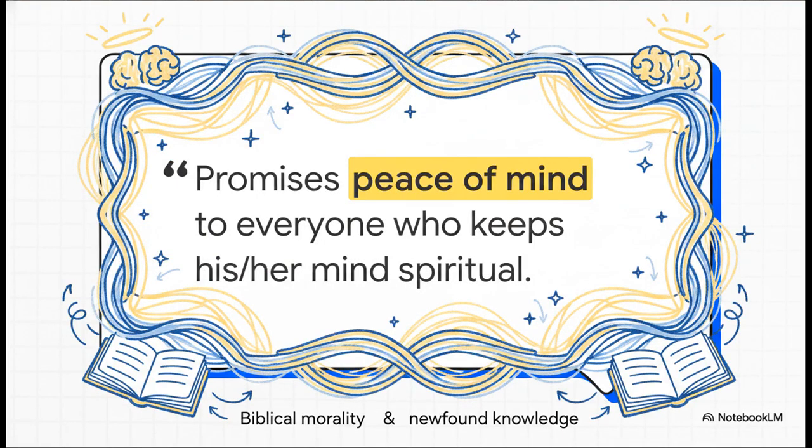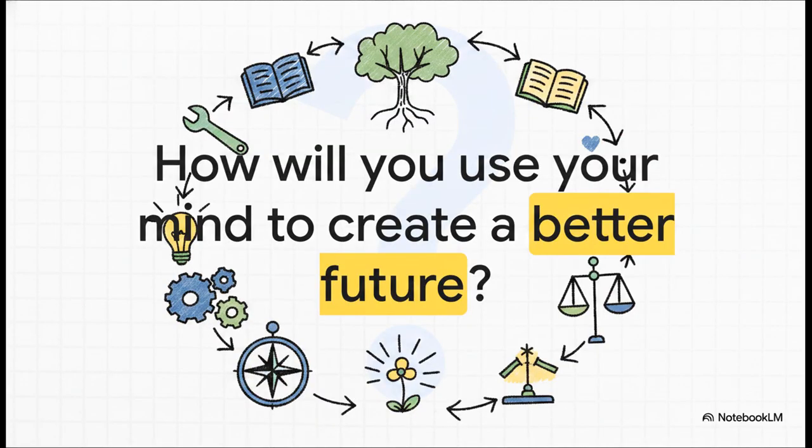This whole philosophy is anchored with the scripture we're referencing now. Romans chapter 8, verses 6 and 7 promises peace of mind to everyone who keeps his or her mind spiritual. The source material maintains that true lasting peace comes from combining this biblical morality with newfound knowledge, which is a core promise of their educational framework. Which brings us to a final, provocative thought based on this curriculum. Now that you can clearly see history's repeating patterns, how will you use an educated spiritual mind to break bad cycles and create a much better future? I want you to carry that question with you.